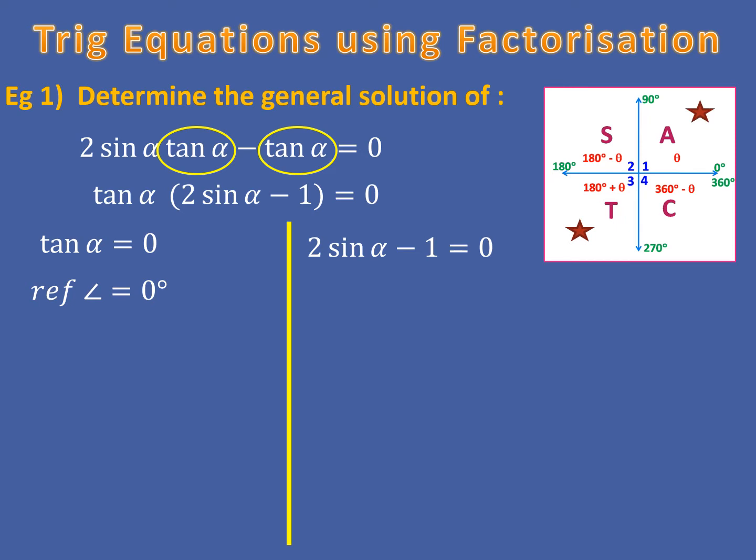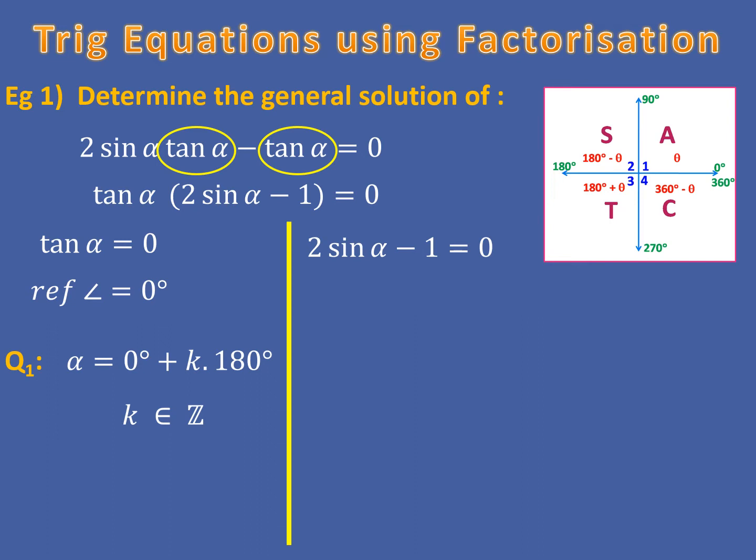Now remember, tan has a shortcut. You can choose to work in only one quadrant if you add k times 180. So in quadrant 1, we just work with angle theta, or angle alpha in this case. So alpha is equal to 0 degrees plus k times 180. And remember to state that k is an element of integers.